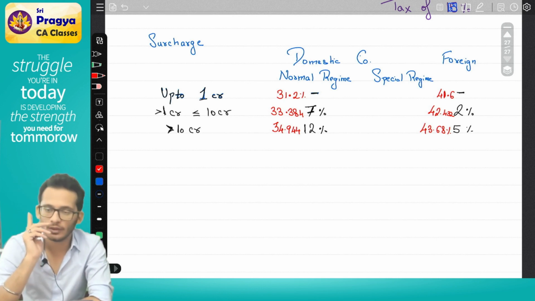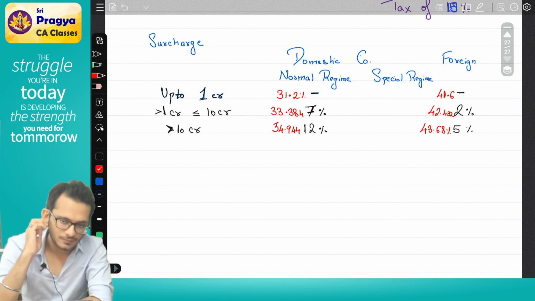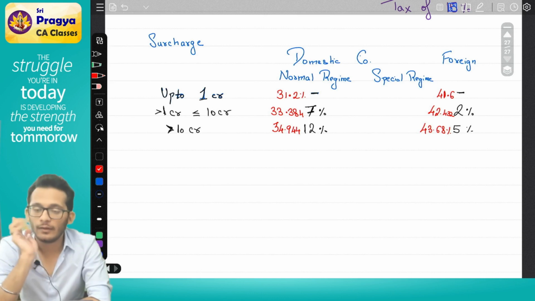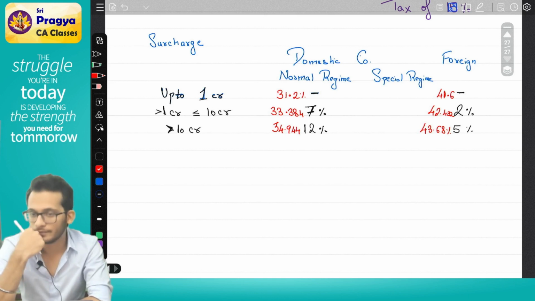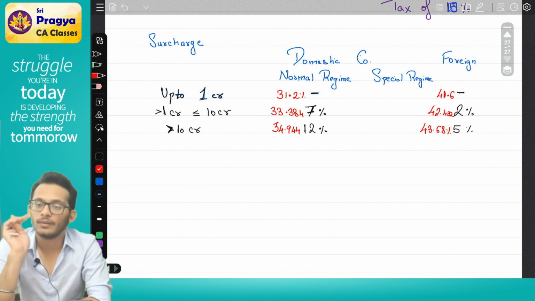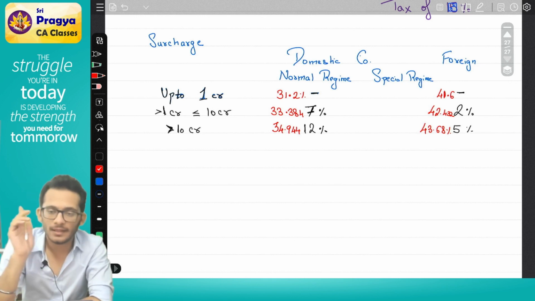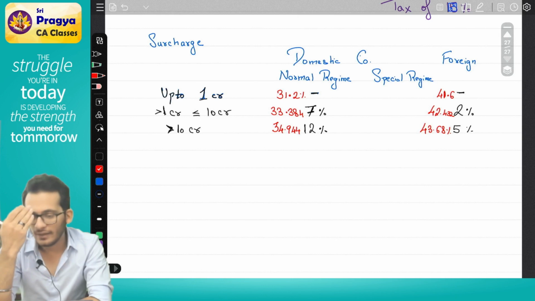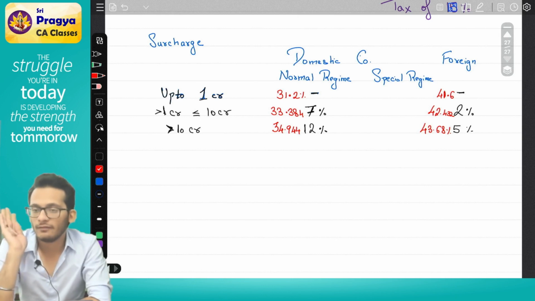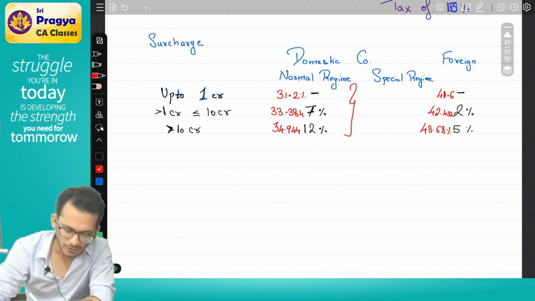Therefore, they have introduced 2 and 5. They did not make it 7 and 12. Now, I have left a place in the middle, where income tax came and said, I will take one loss from you. If you opt for special regime, which is either 115 BAA or 115 BAB, I will not give any slabs and all. No matter what your income is, everything will be liable for a surcharge of 10%.